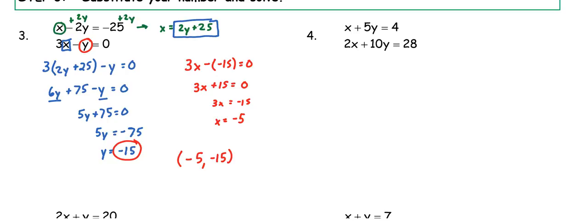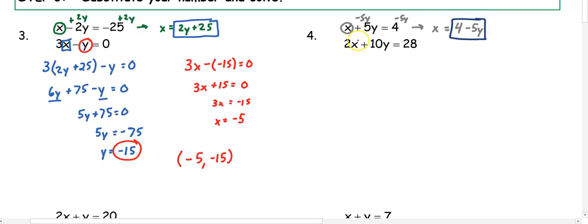In number 2, we have x plus 5y equals 4 and 2x plus 10y equals 28. So again, this x has a coefficient of 1. So we want to get that x by itself, so we need to move the y to the other side. So we're going to subtract 5y from both sides, and we get x equals 4 minus 5y. Now we're going to box what x is equal to, and we're going to substitute for x in the second equation. So we have 2 times 4 minus 5y plus 10y equals 28.